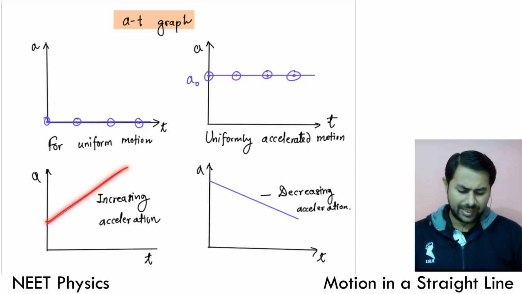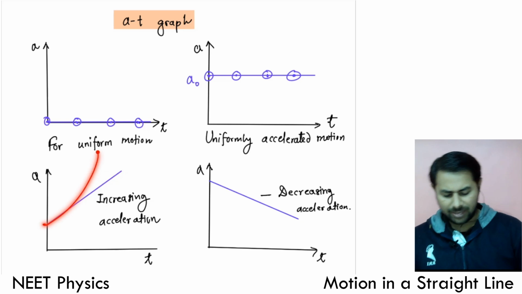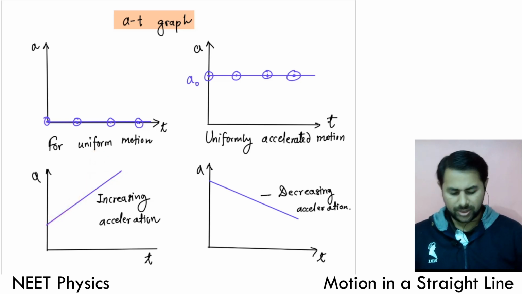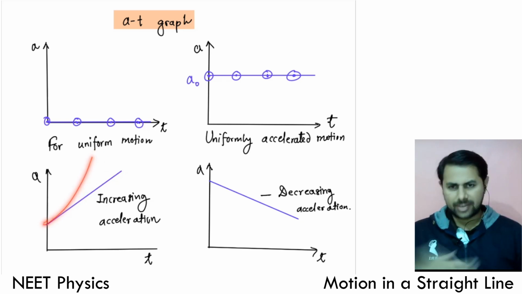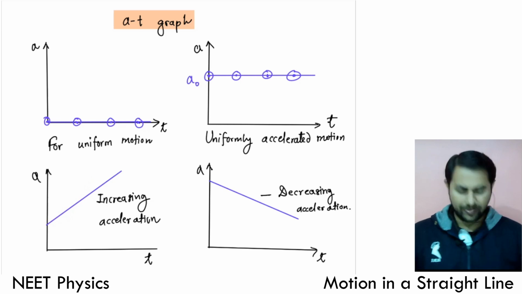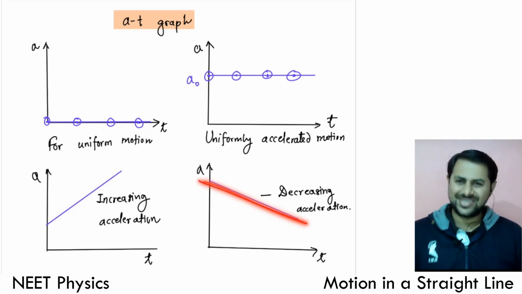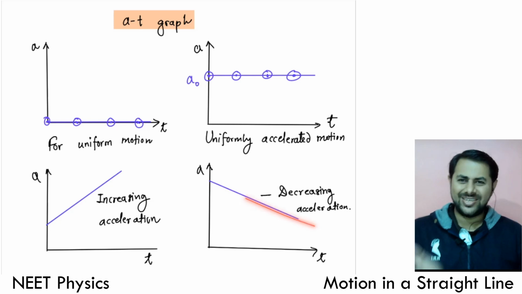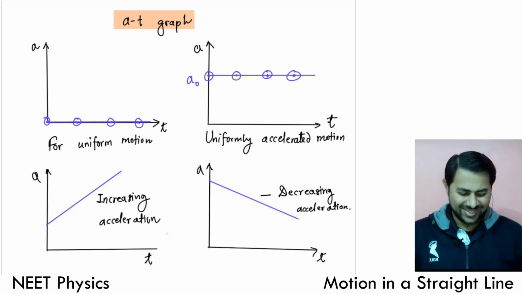Now this one can be like this also, because if I draw like this, still the acceleration is increasing. Okay, so this is also for increasing acceleration, but this is uniformly increasing acceleration, right? And this is decreasing acceleration, so this is uniformly decreasing acceleration. These graphs are clear? Yes, no?